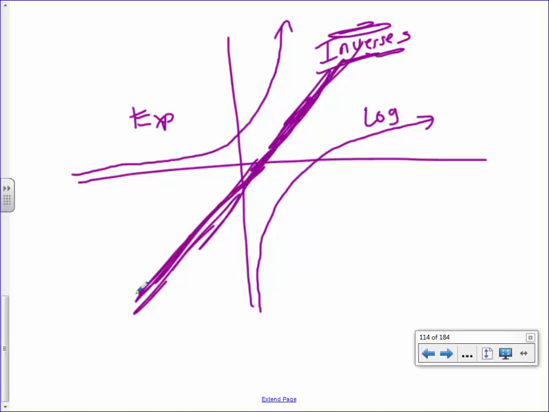And if you turn your head sideways, they're actually mirror images of each other. Can you guys visualize that? Okay, today what I want to do is talk a bit about some of the rules associated with logarithms.